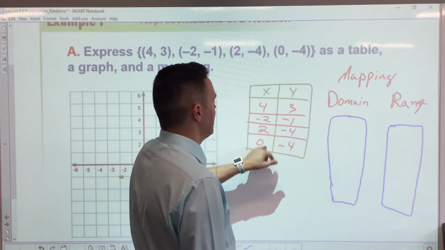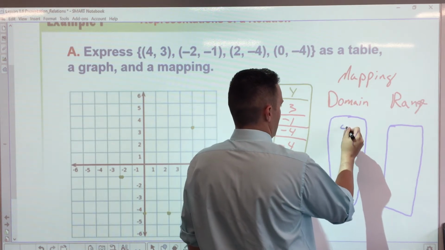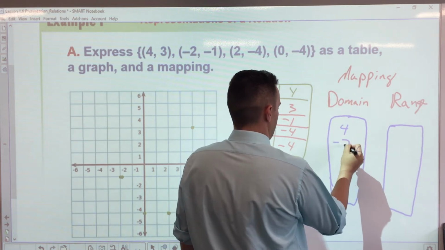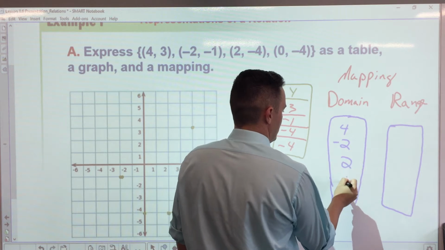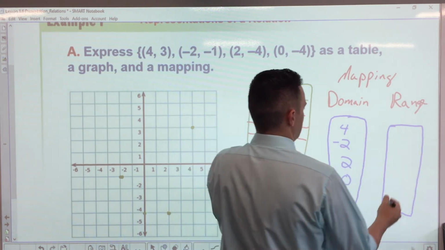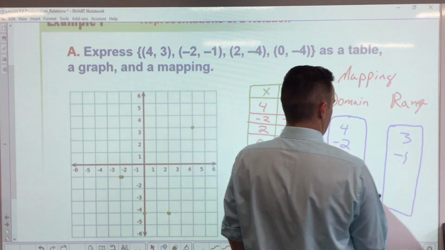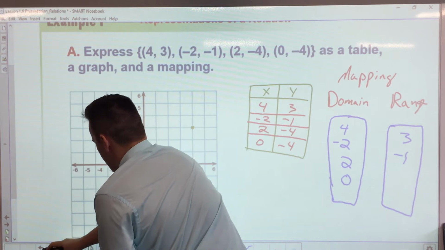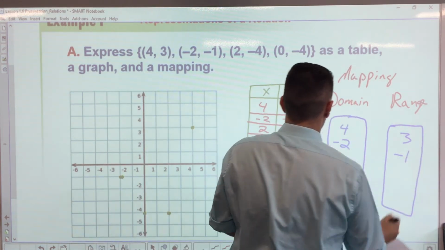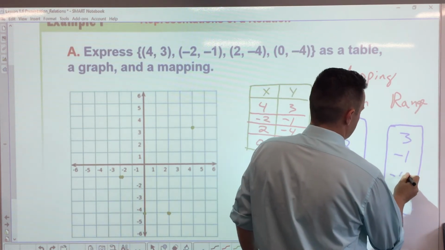So for example, I'm going to leave it set up like this. The domain is all the x values that you have, so it'd be 4, -2, 2, and 0. They're all four unique. Now your range is going to be the y numbers: 3, -1, and then you have a -4. But since you have two of them, you only have to put it down once, okay?